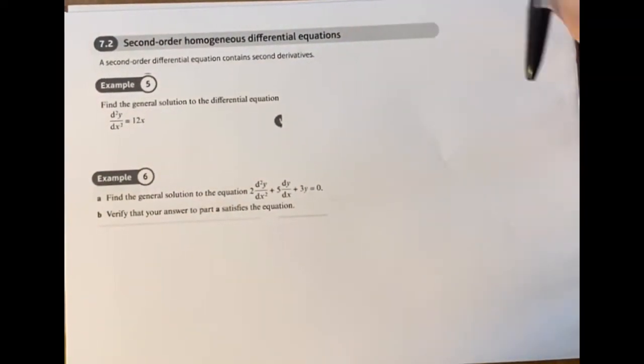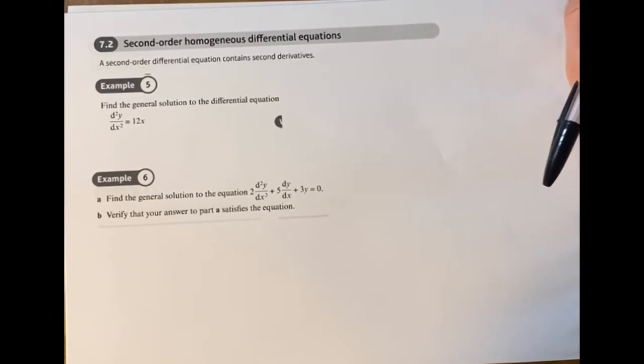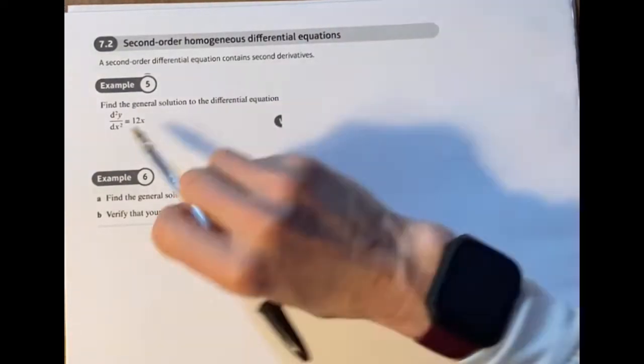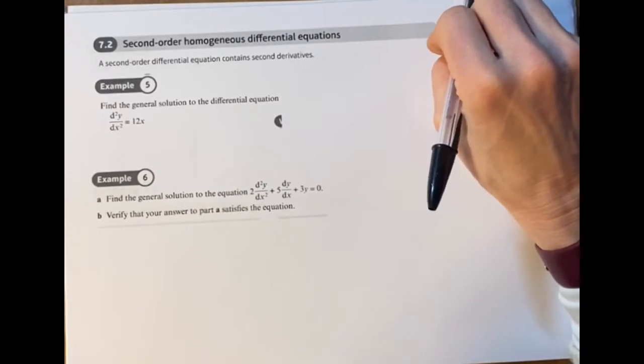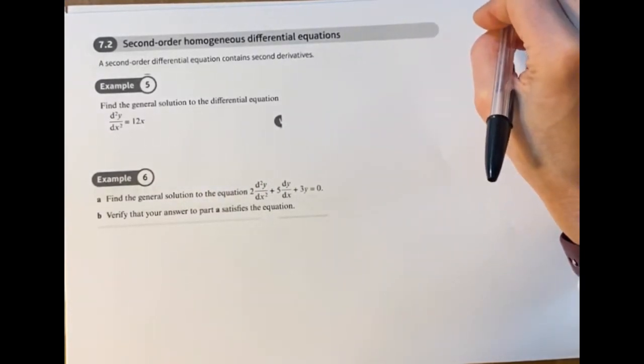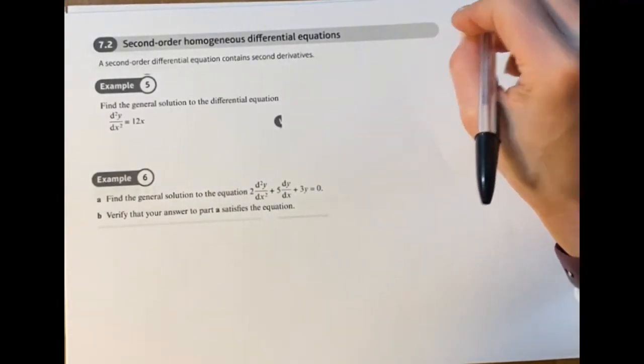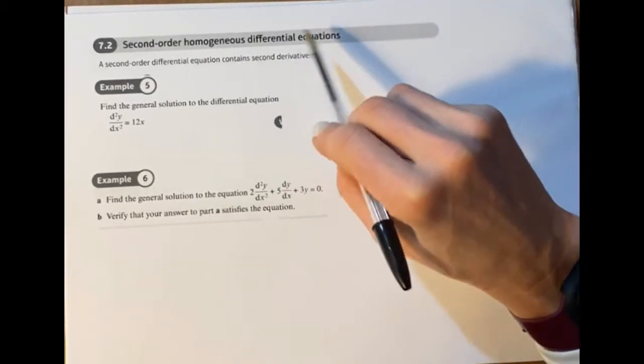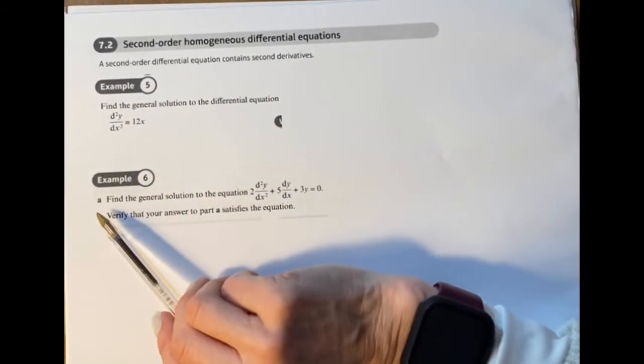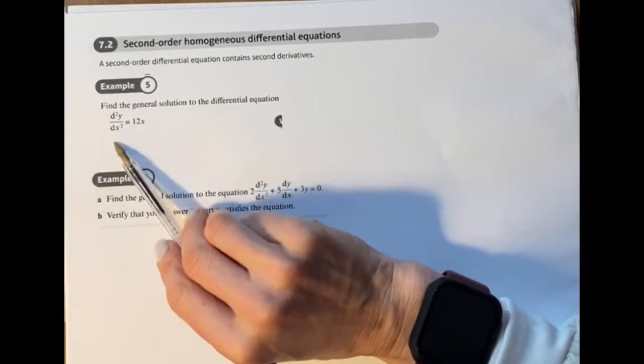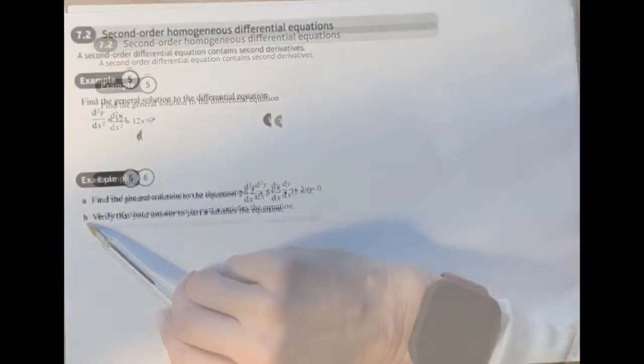Okay, section 2 from chapter 7 deals with second order differential equations. Second order differential equations contain d2y dx squared. They could contain first order differentials as well, but they must contain at its highest the second order. So let's have a look at actually finding the solution to this.